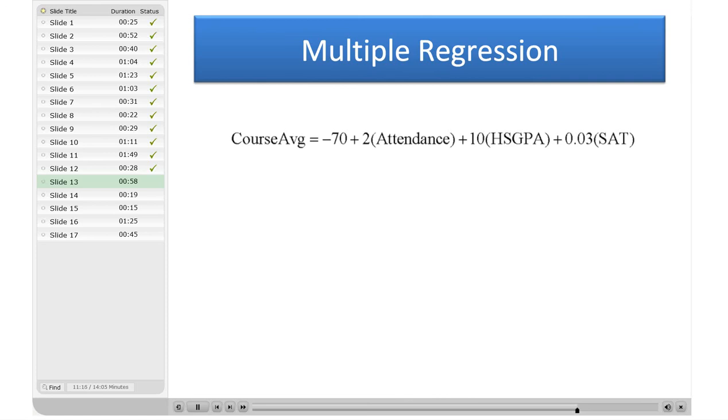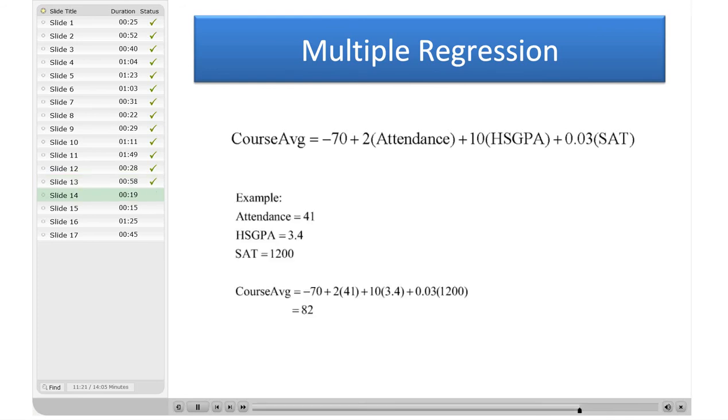So let's say we had a big data set for a bunch of students and we asked the computer to perform the regression for us and it came up with this equation. Well, then we can just use that equation in order to predict the performance of a student. So for example, if we had a student whose attendance was 41, whose high school GPA was 3.4, and whose SAT score was 1200, then we could just plug those numbers into the equation and we would predict that this student has a course average of 82. On the other hand, if we looked at a student who has the same variables except now they have an SAT score of 1400, then we could take those values and plug them into the equation and we would predict that this student would have a course average of 88.